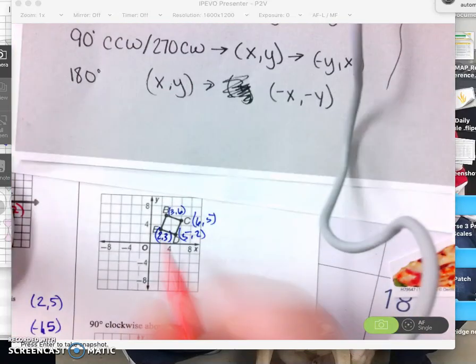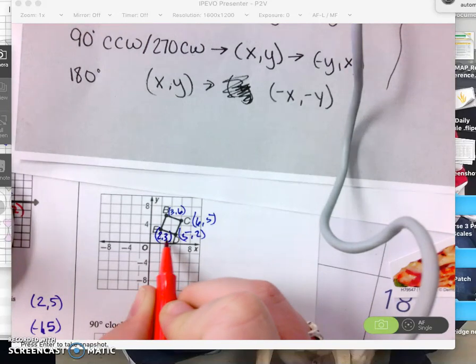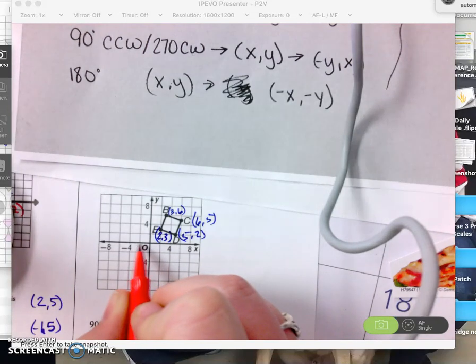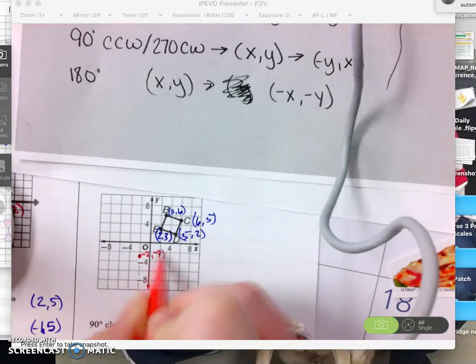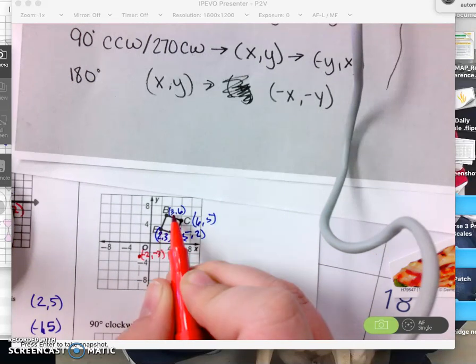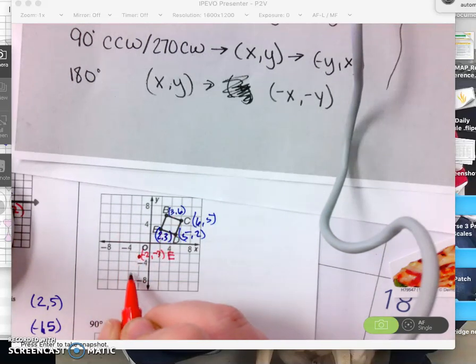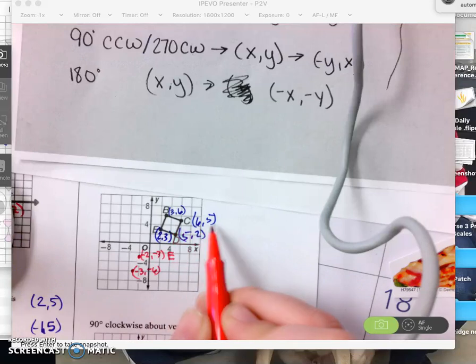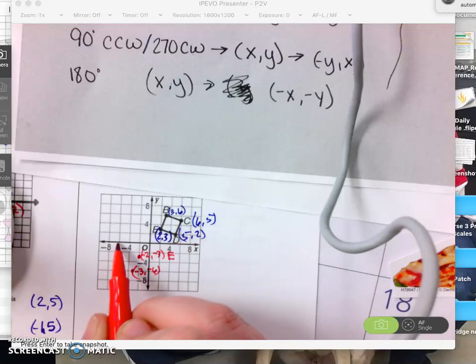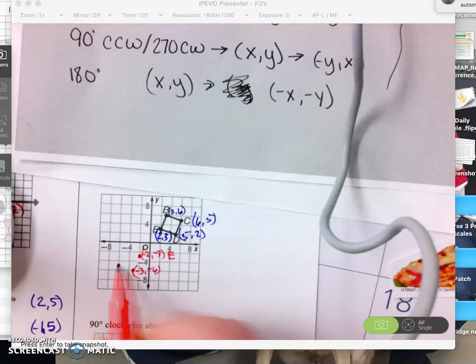So the opposites. So -2, -3 is E. So -2, -3, and I'm going to label it E. Okay, 3, 6 becomes -3, -6. Right here, -3, -6. Okay, 6, 5 becomes -6, -5.